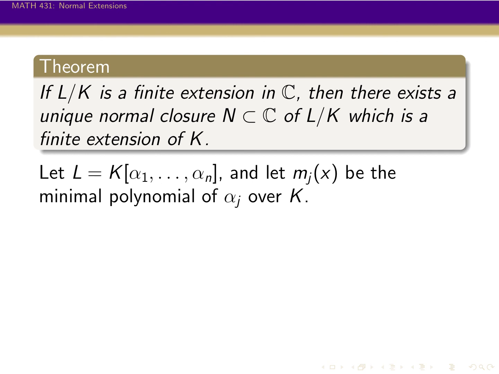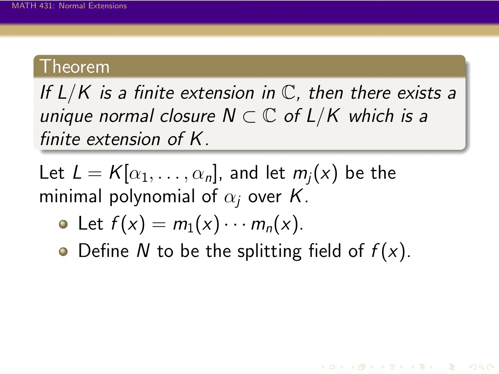To prove this, we're going to let L be K adjoin alpha 1 through alpha n, and then, the same trick that we did before, let m sub j be the minimal polynomial of alpha j over K. Then we create the polynomial f of x, which is just the product of the minimal polynomials, m1 through m sub n. Then we define N to be the splitting field of f of x. This is going to guarantee that N is normal over K.